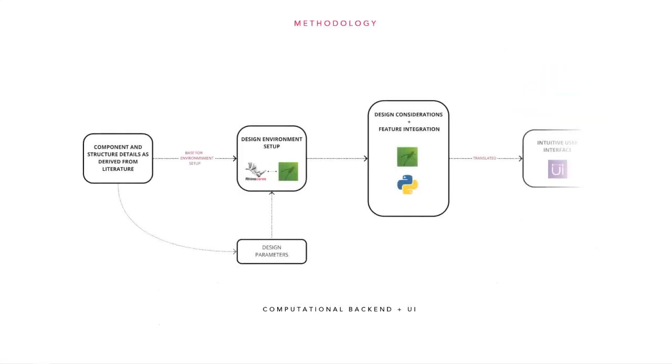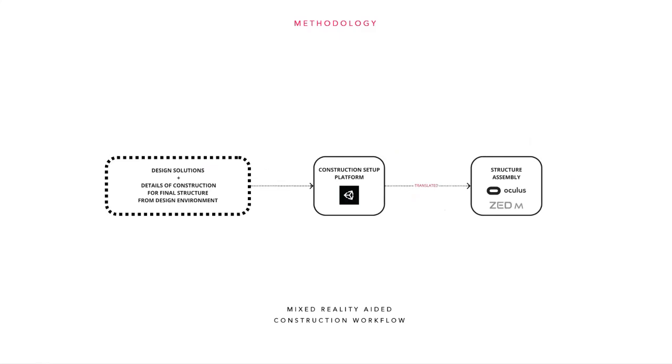The methodology for this computational backend comprises deriving the component and structure details from literature and building upon them to set up the design parameters in the design environment that is built on top of Rhino and Grasshopper. Custom features pertaining to QBT are added using Grasshopper as well as scripting in Python. Finally, an intuitive user interface is built on Human UI, a plugin for Grasshopper. The structure thus designed is then brought into another platform, Unity, which enables the mixed reality aided workflow to be deployed using the hardware, Oculus Rift and the ZED Mini, which aid the maker in prototyping the structure design.